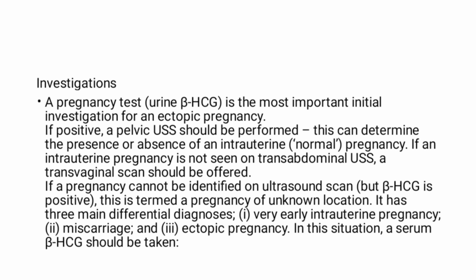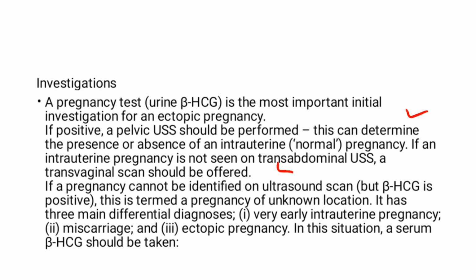Then investigations we can do. A pregnancy test, which is a urine beta HCG, is the most important initial investigation for an ectopic pregnancy. If positive, a pelvic ultrasound should be performed. This can determine the presence or absence of an intrauterine pregnancy, which is a normal pregnancy. If an intrauterine pregnancy is not seen on the transabdominal ultrasound, then a transvaginal scan should be offered as well.